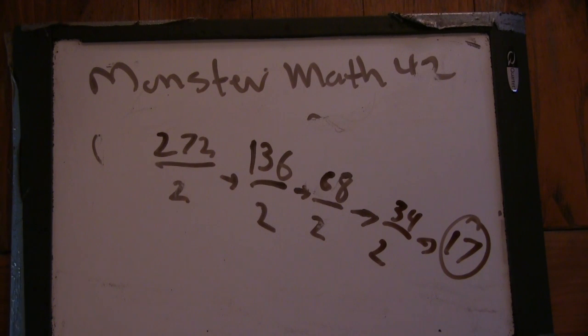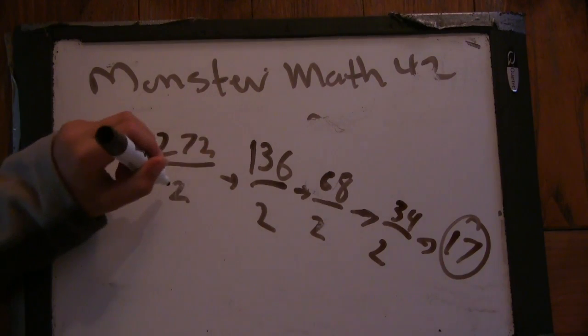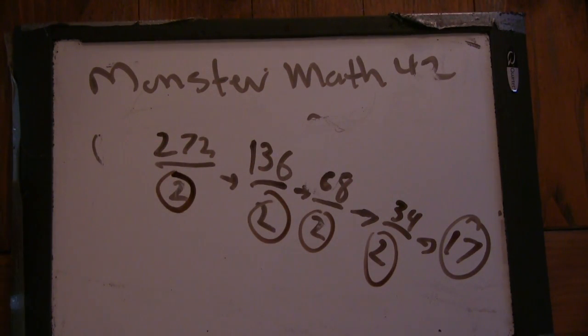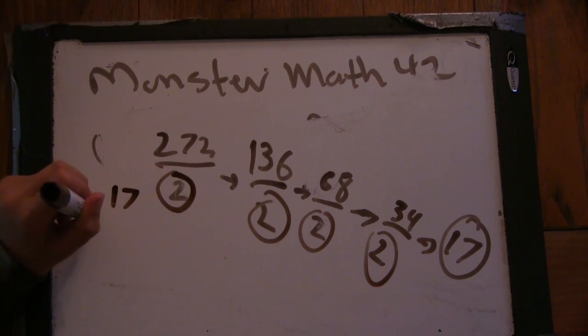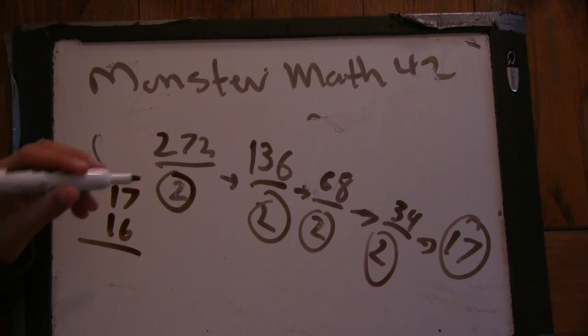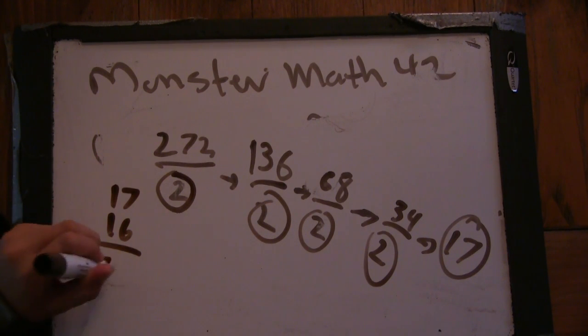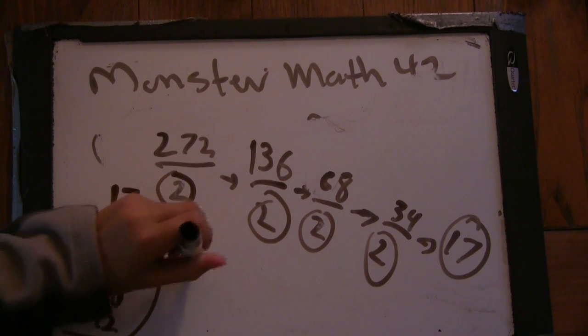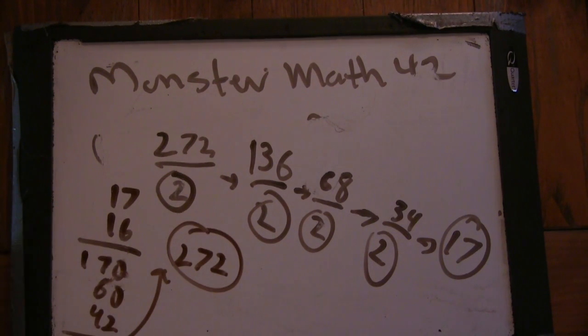Alright, how could you check your answer here, if you ran across this problem on the test? We divided it by 2 four times, to 17. So we multiply 17 times 16, just to see. So 70, 60, 42, 272. Good. So not a particularly difficult problem.